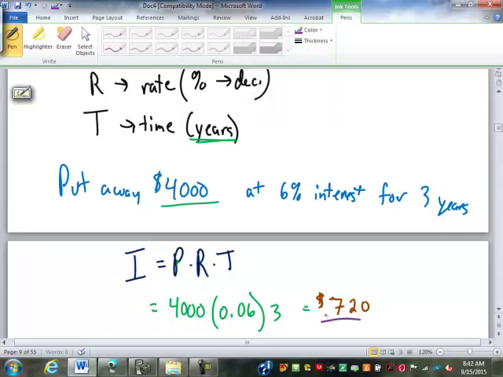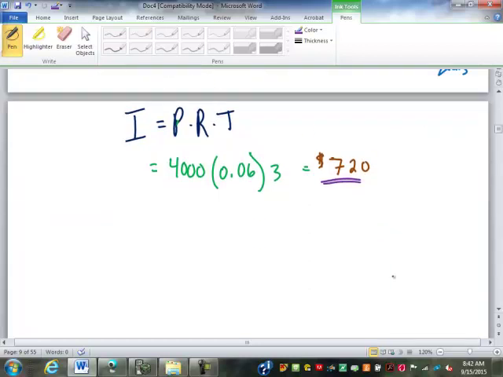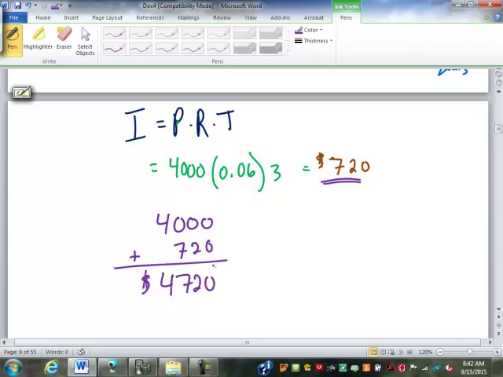Is that what we're looking for? No, I asked for how much are we going to have at the end of the 3 years. That's the amount of interest. How do we find what we're going to have at the end of the 3 years? Well, our original dollar amount plus the interest. $4,720.